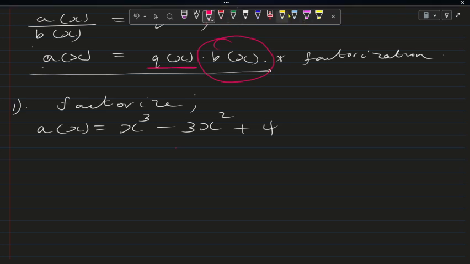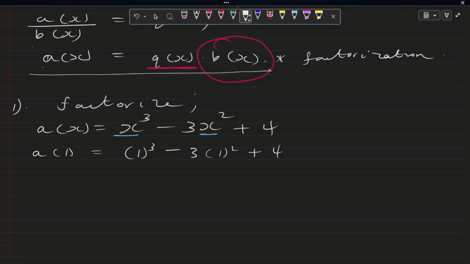But for now we'll use the remainder theorem to get this one, b of x. So how do we go about that? We go about that by plugging in a value of x, or estimating or guessing a value of x, that when we plug into this function, it will make a of x equal to 0. So let us see. If I plug in x is equal to 1, let's see what will happen.